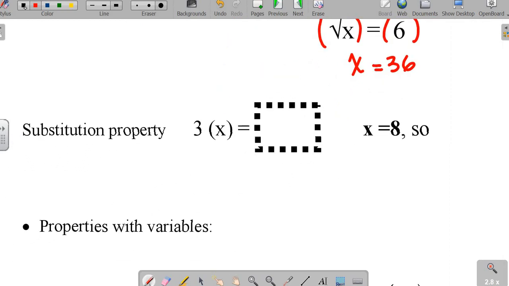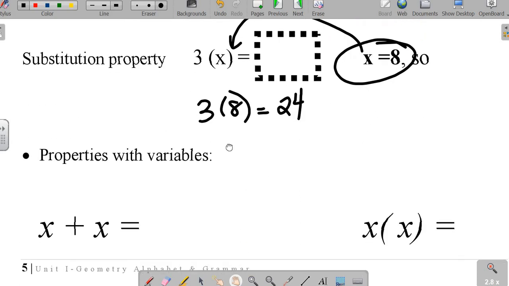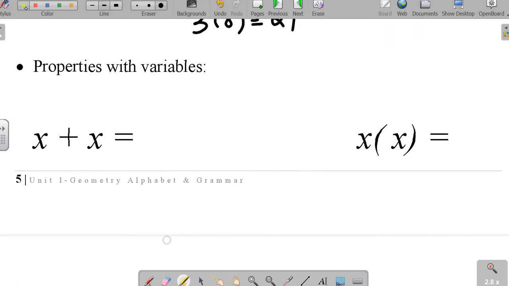Substitution property says this: if I have 3x equals something and I define x, I can substitute it. I'd like you to read this and fill this out in 10 seconds. Go. X plus x is 2x. X times x is x squared.